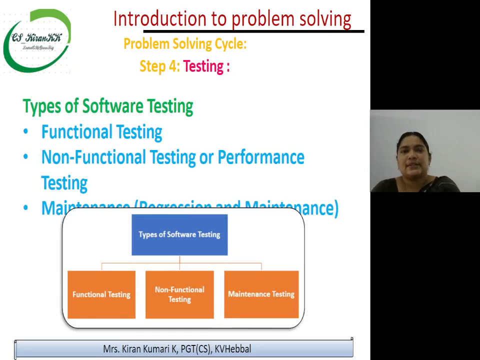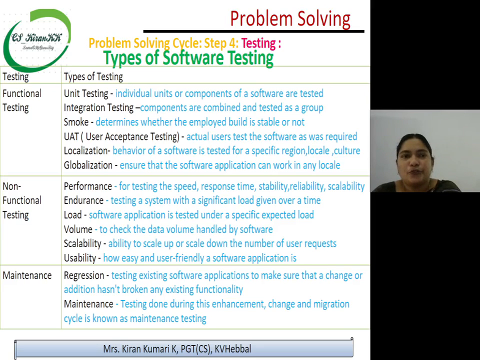Right, coming to testing, what are the types of testing? There are functional testing, non-functional testing or performance testing, and maintenance testing. As time changes, according to upcoming requirements, whether this software is adapted to that situation and working fine or not, that is maintenance. Okay, so functional testing, non-functional testing, and maintenance testing. These are the three types of software testing.